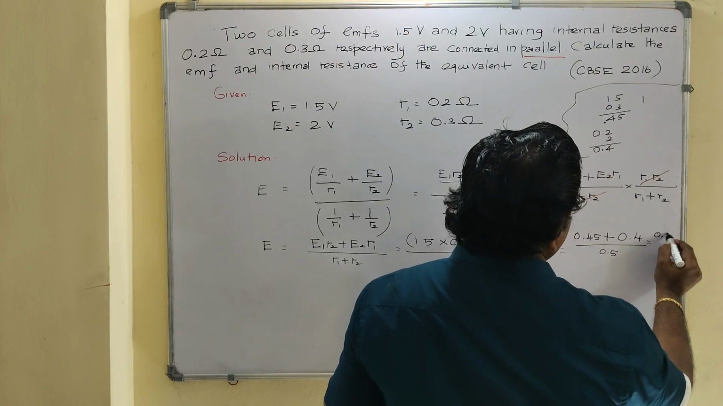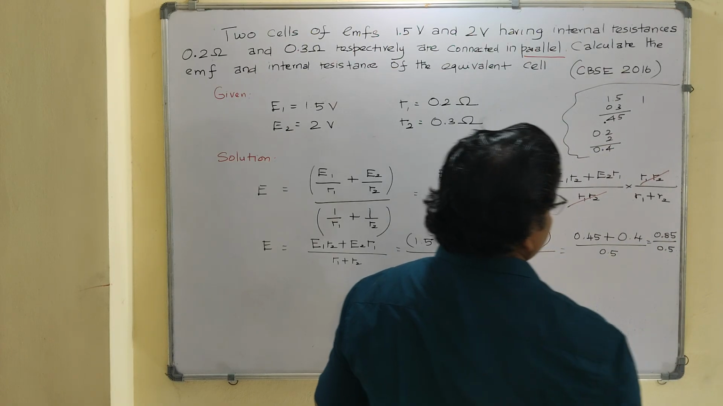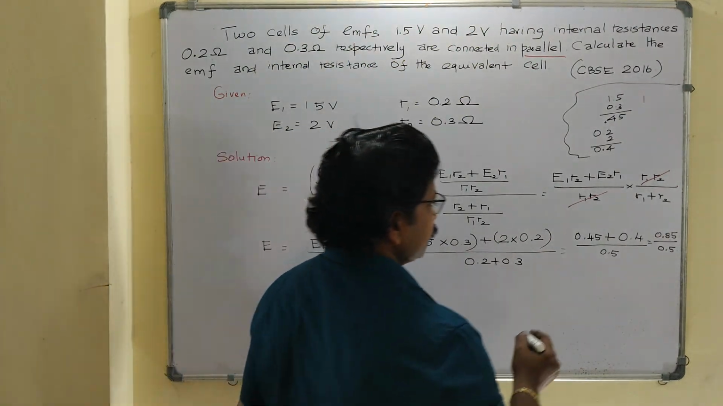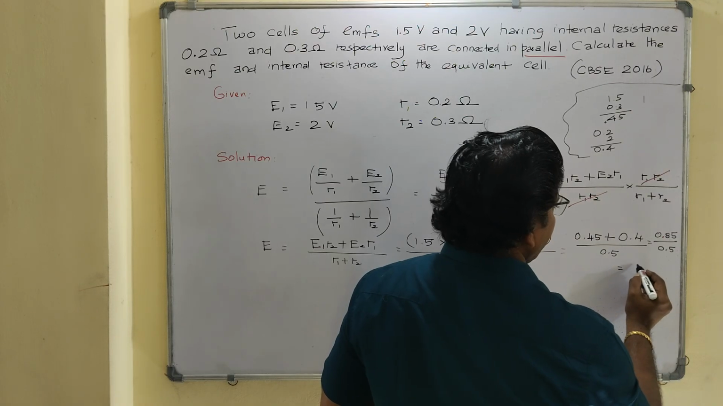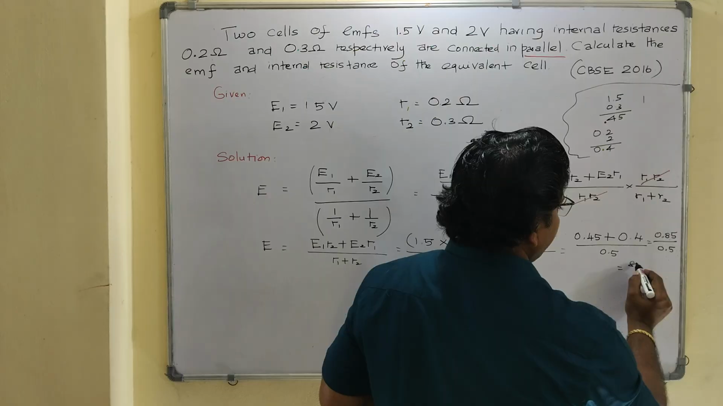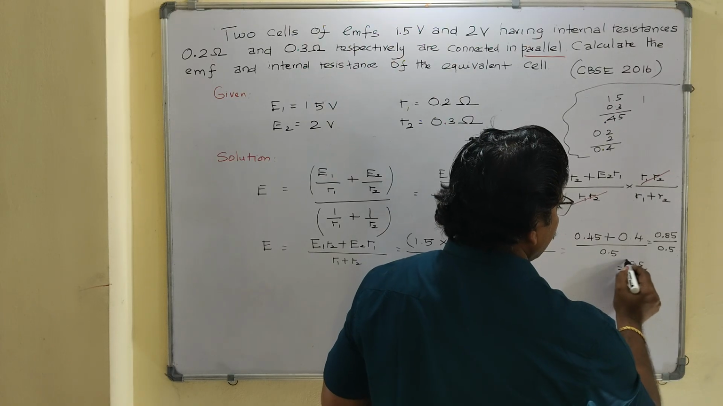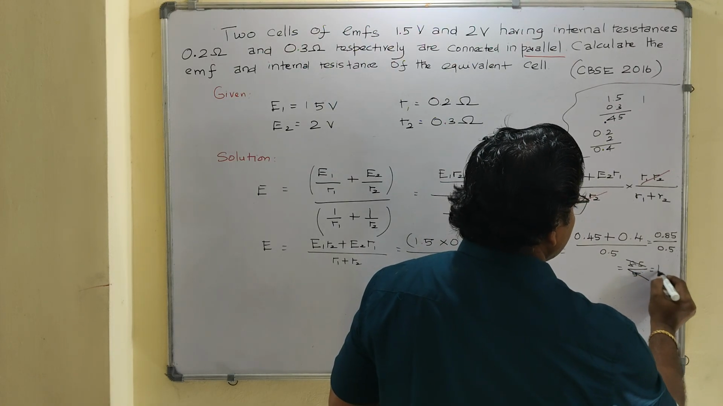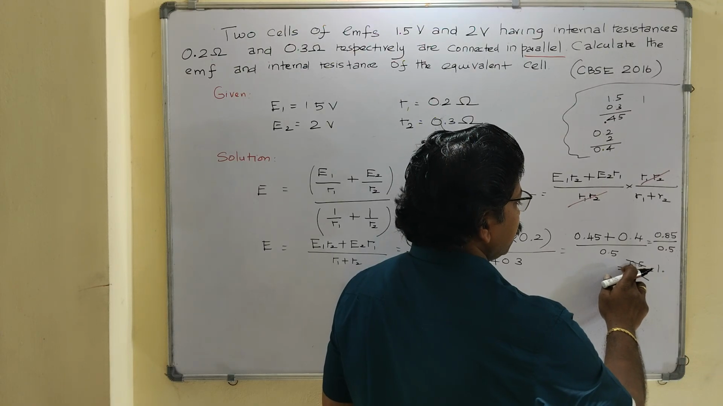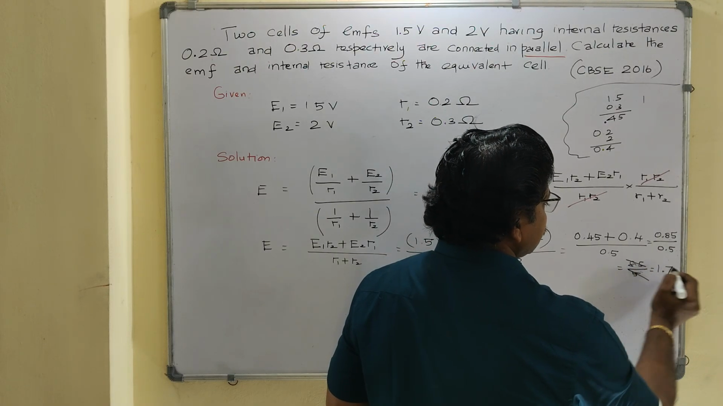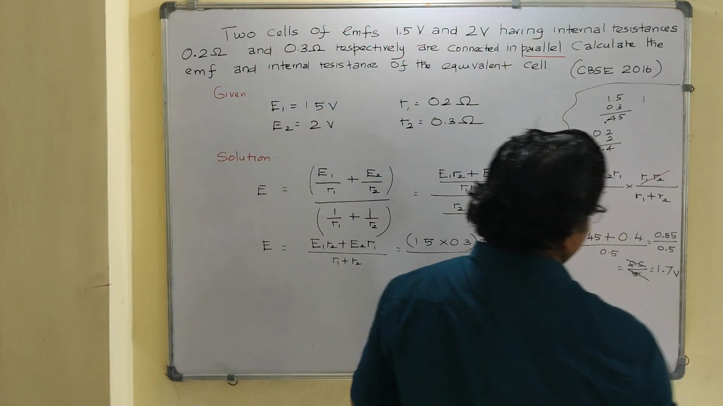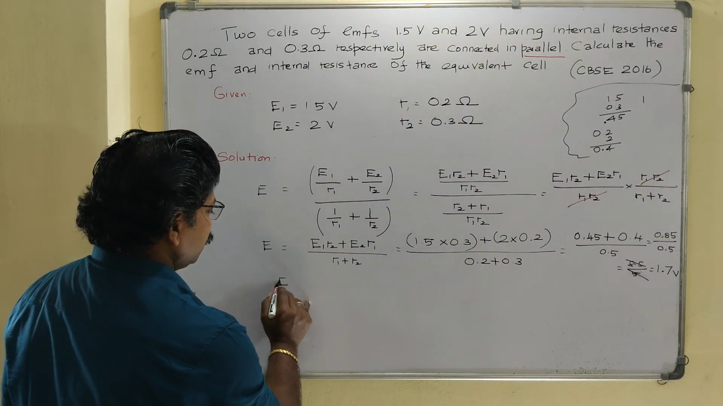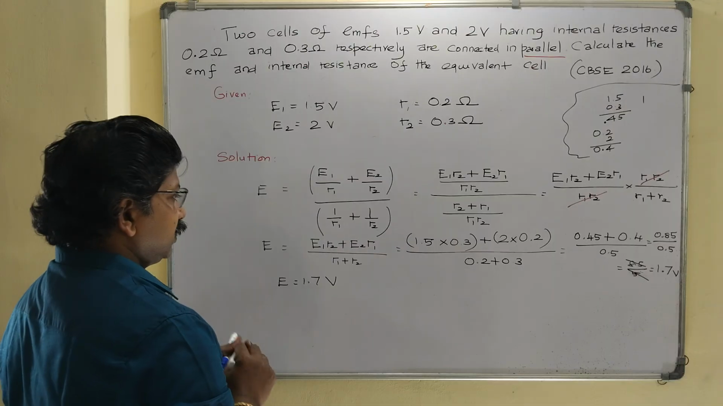So 0.85 divided by 0.5. How to divide that? 0.85, so multiply by 10: 8.5 divided by 0.5, and multiply by 10 again: 85 divided by 5 equal to 17. So total EMF E equal to 1.7 volt. This is the final answer.